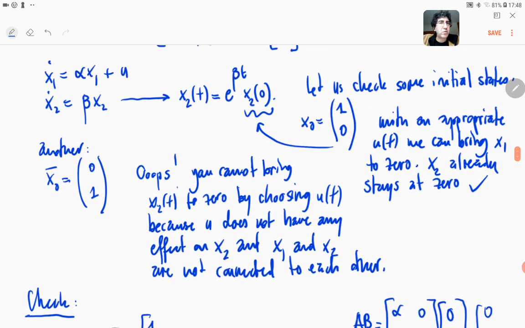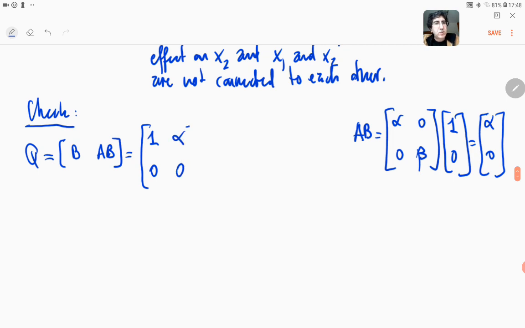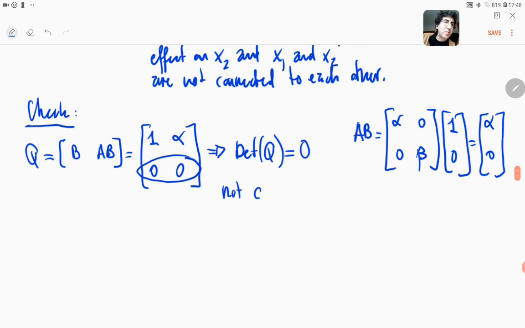Sorry, is that correct? My B is not correct. So let's erase this B. My B was 1 and 0. So in this case, alpha times 1 plus 0 times 0, so you have alpha over here, and 0 times 1, beta times 0, 0 over here. So you will have alpha and 0 in the second column. Because we have an all 0 row here, in fact, the determinant of Q is equal to 0. So this is a singular matrix. Not completely controllable.